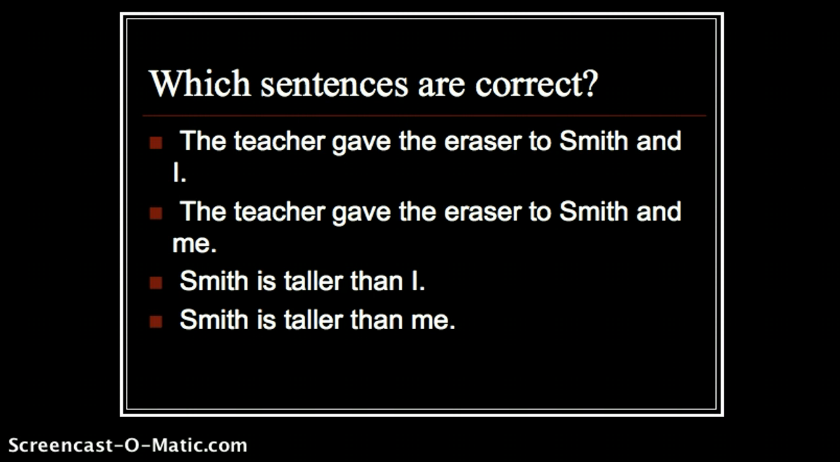Let's practice what we just learned. Let's look at these sentences and figure out which pronoun is correct using these 2 strategies we just learned. We have 2 pairs of sentences. The first pair has the noun-pronoun pair. What do we do to figure out which one is right?